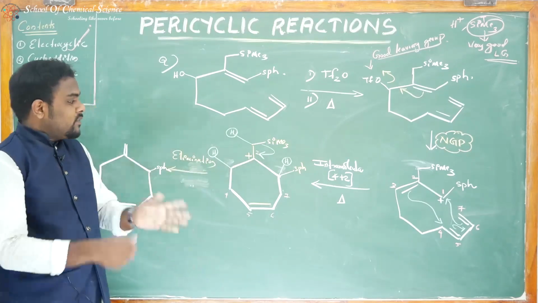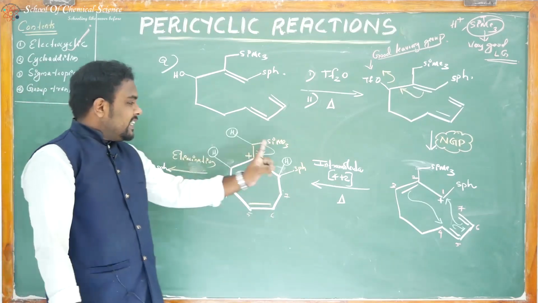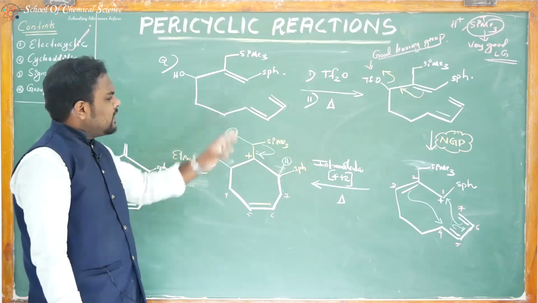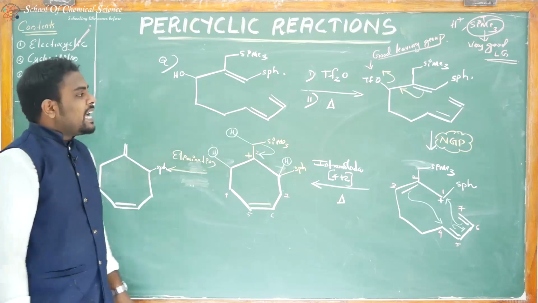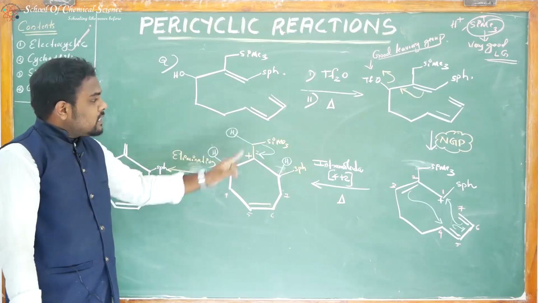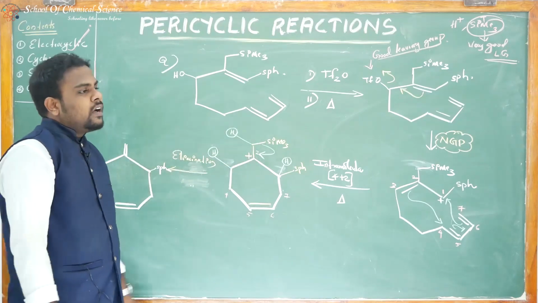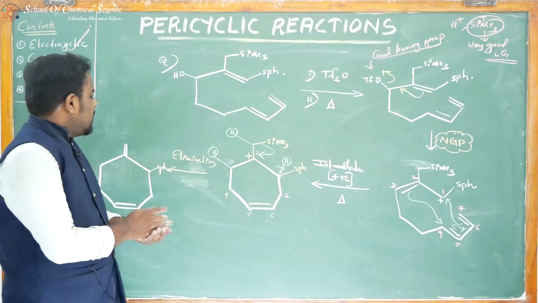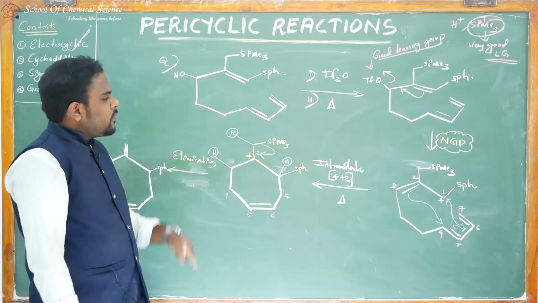Next step is elimination. Whether hydrogen is eliminated, whether SPH also can eliminate. So comparing hydrogen, SPH, SiMe3, SPH is also a good leaving group, but compared to SPH, SiMe3 is the very good leaving group. Okay, so here a new double bond is formed. So that is about that question.